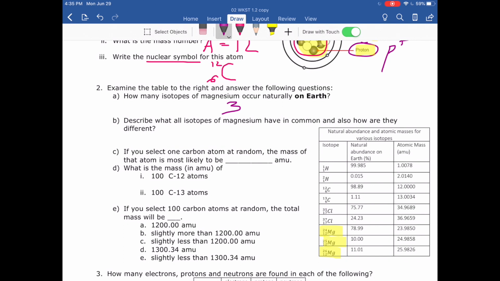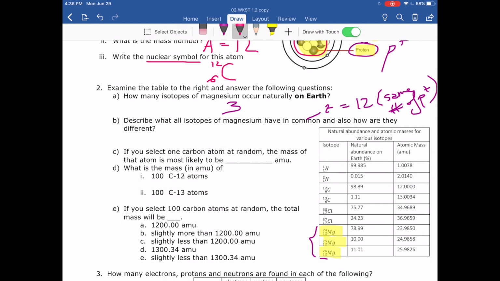Describe what all isotopes of magnesium have in common and also how they're different. So I need to actually look at the isotopes of magnesium. What do they have in common? What they have in common is the atomic number. The atomic number is 12 for all of them. That means that they have the same number of protons. That's what is the same for all of them, because all of them are magnesium.